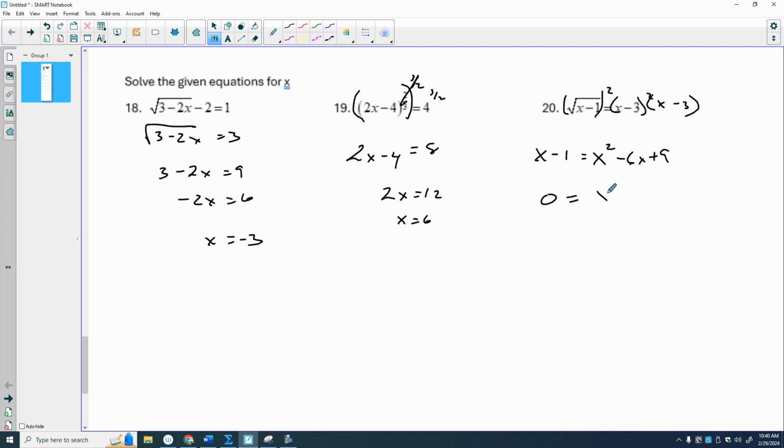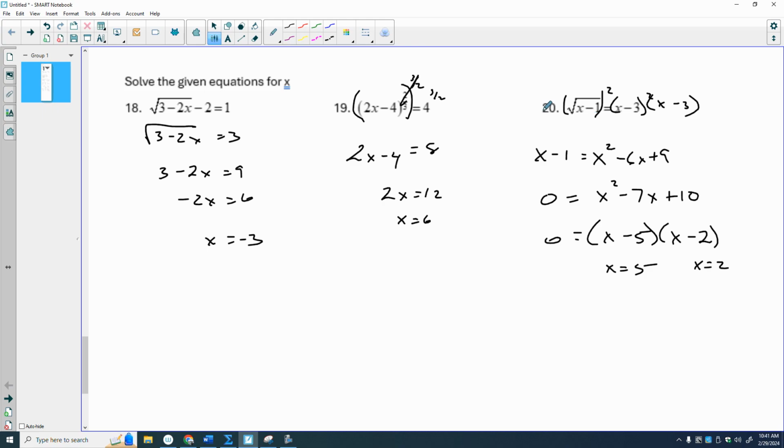Quadratic. So I set it equal to 0 so I can solve. Add 1, subtract x. Factor that thing. Factors of 10 that add to 7 would be 5 and 2. Since that's a negative 7, they are both negative. What makes this 0? What makes this 0?